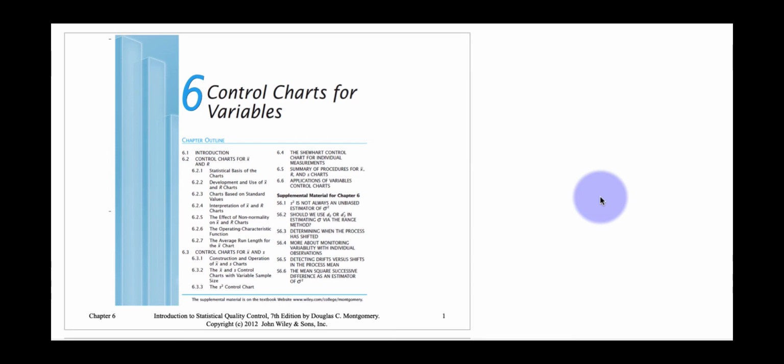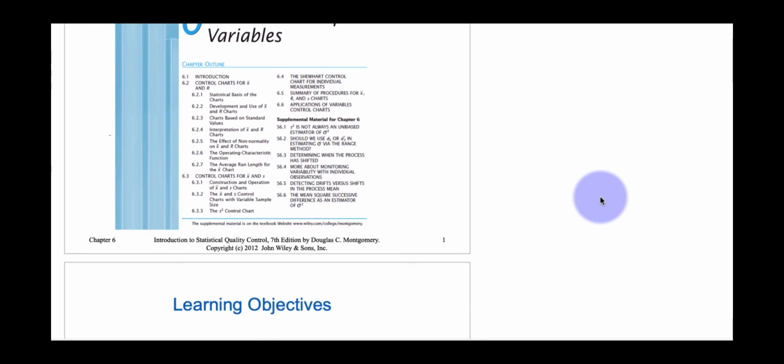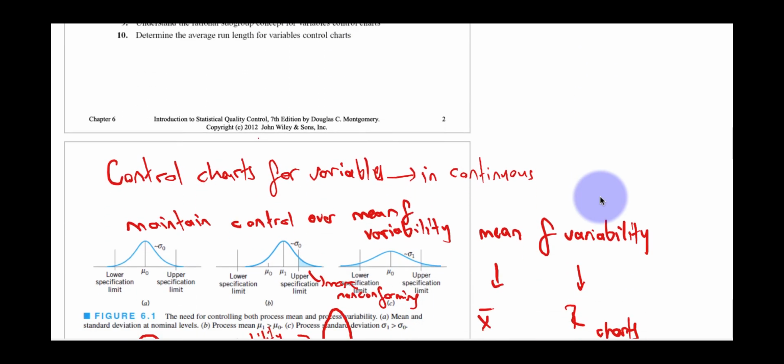In variables, we are talking about the continuous data. In attributes, we are talking about non-continuous, the discrete data. That's why we are going to use different kinds of control charts for each case. So we separate the chapters for variables and attributes. Okay, let's continue for control charts for variables first.